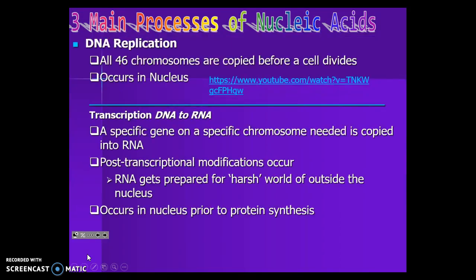So, going through our 3 processes of nucleic acids, DNA replication is the first. This is the full copying of all 46 chromosomes prior to cellular division. It occurs within the nucleus, and it will result in a fresh new copy of 46 chromosomes. Pause the video here and review video number 1.